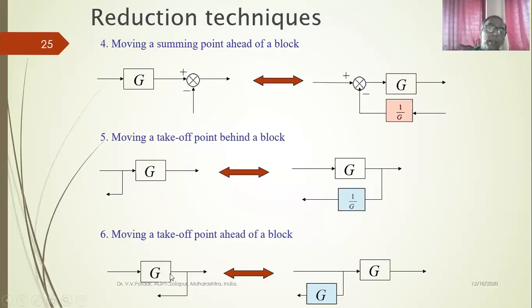And rule number 6, moving a takeoff point ahead of a block now. So right now in the original block diagram, I have in the forward path one block and I have a takeoff point here. If I want to move this takeoff point ahead of a block, or I want to isolate this block G from my main loop, what I need to do in this equivalent block diagram is, when I move this takeoff point ahead of a block like this, I have to put this G value in the feedback path. So these rules we have to remember.